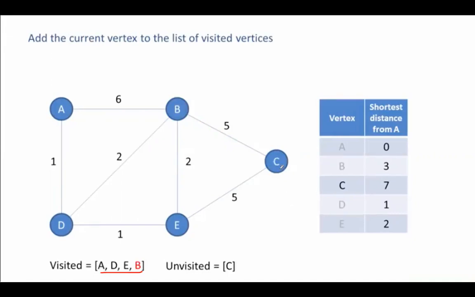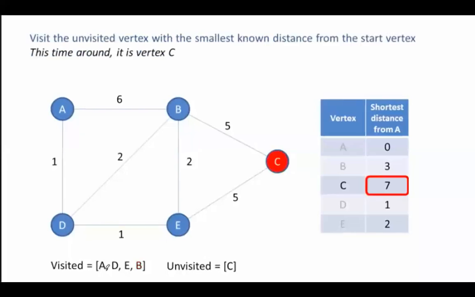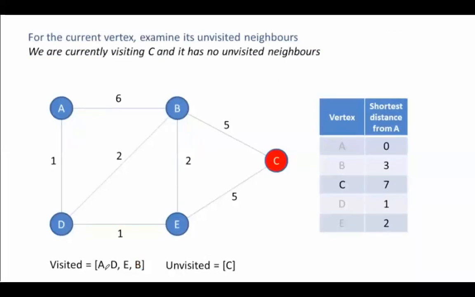Next, the only remaining node is C, and there are no neighbors to it. So finally, we'll check the final condition, and we'll mark it as visited. C is visited.